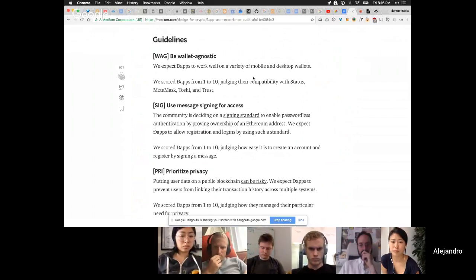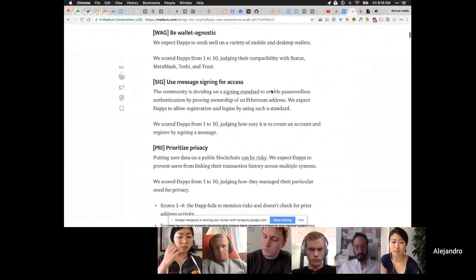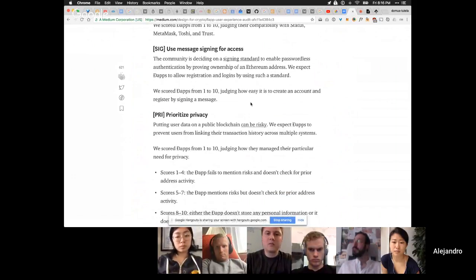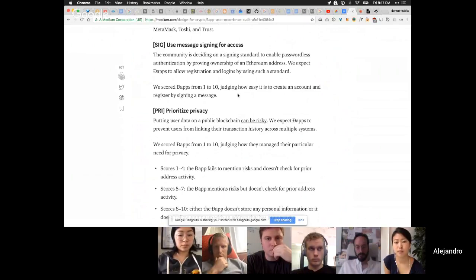Toshi was educating the people in the space to do this, and I think that's definitely a way that we should move towards. Use message signing for access. Instead of locking people in to use an account and a password and so on, let's leverage the fact that we have a wallet and we can have people interact with the dApp and persist their sessions just using the same key.